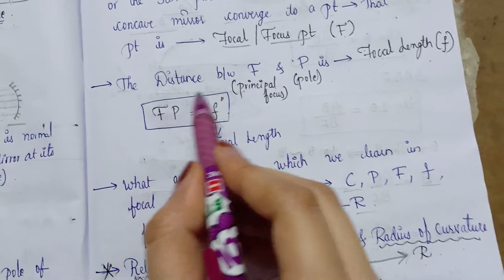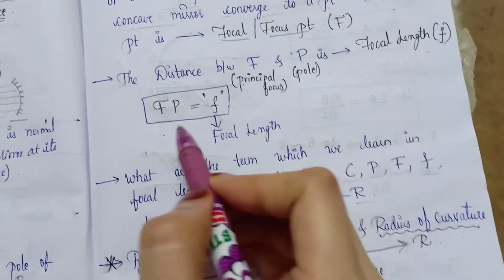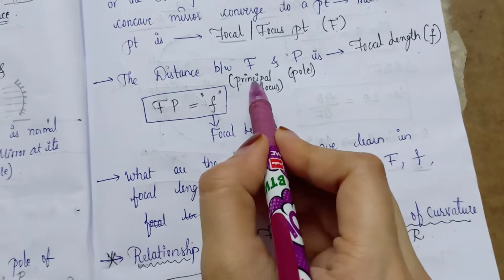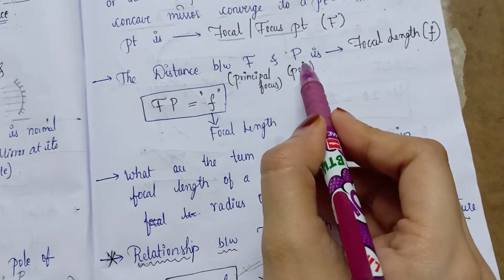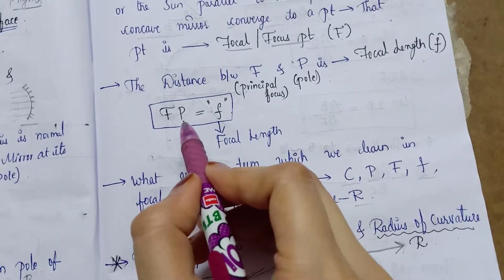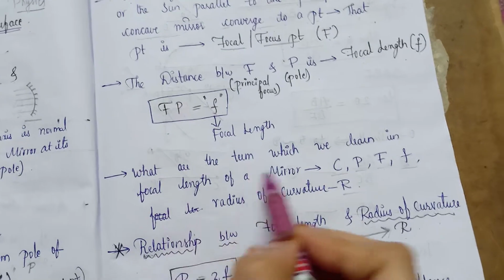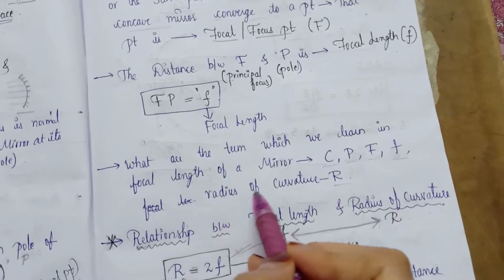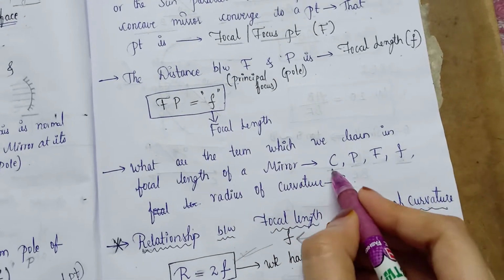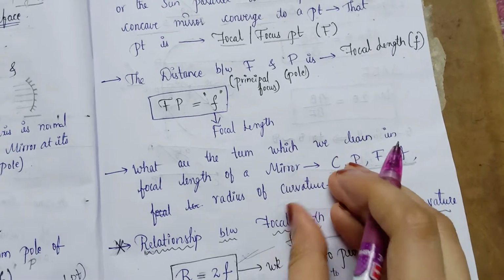And here is our simple definition of focal length: the distance between F and P is the focal length, that is small f. For principal focus F and pole P, FP is equal to focal length f. And what are the terms we have learned in the focal length of the mirror? Here are some of the terms we have learned in this focal length topic.